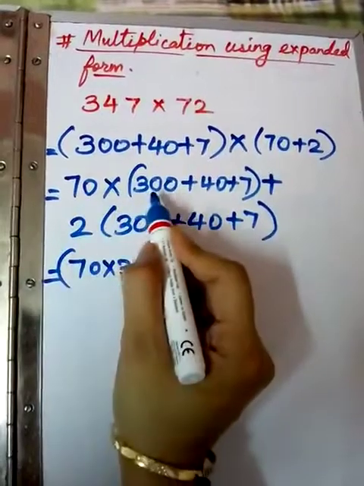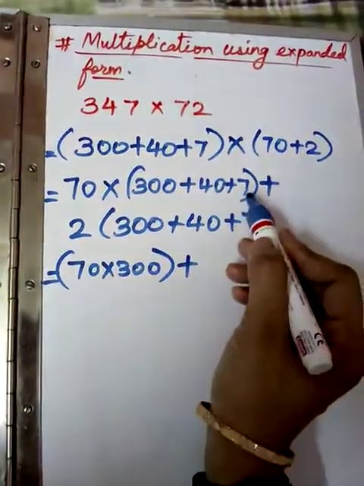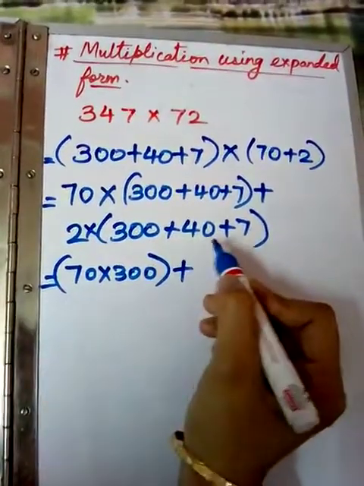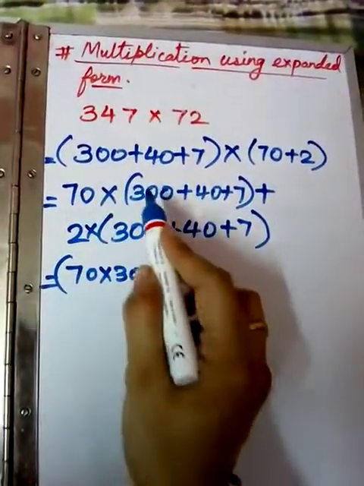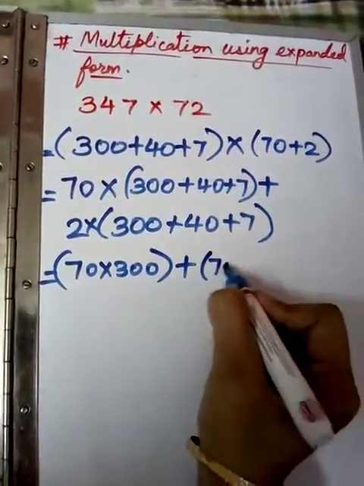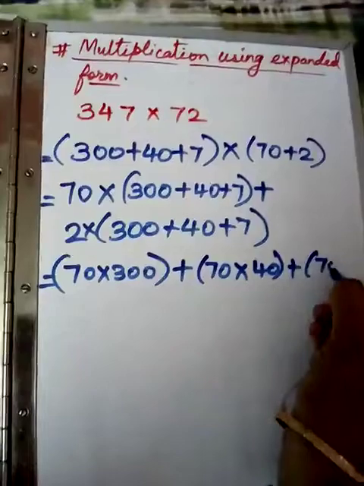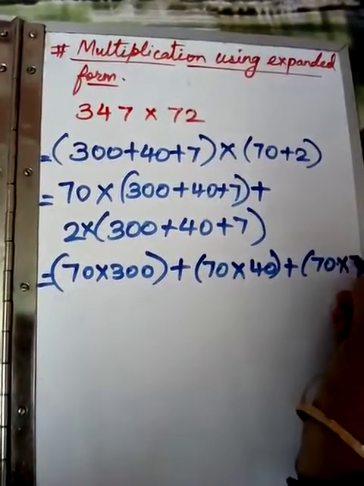This 70 will multiply 300, then multiply 40, and finally 7. Similarly, this 2 will multiply 300, then 40, then 7. Let us write. 70 will multiply 300, then the same 70 will multiply 40, then the same 70 will multiply 7.